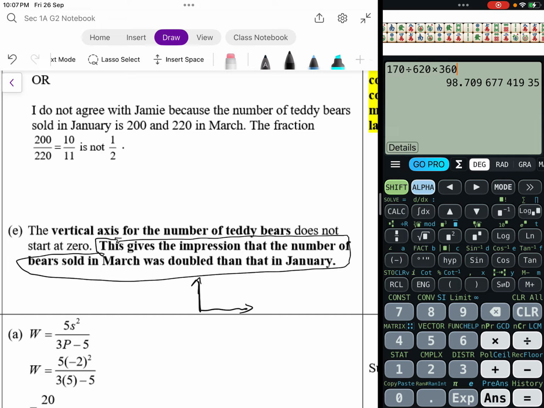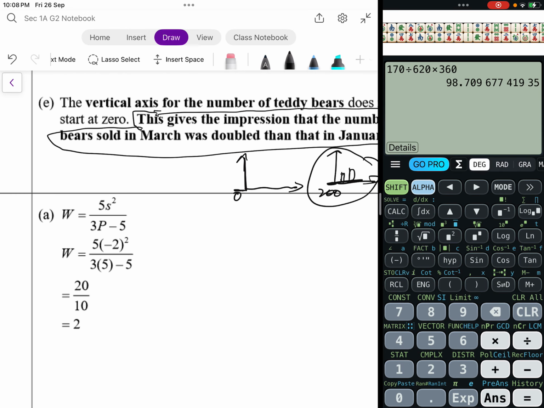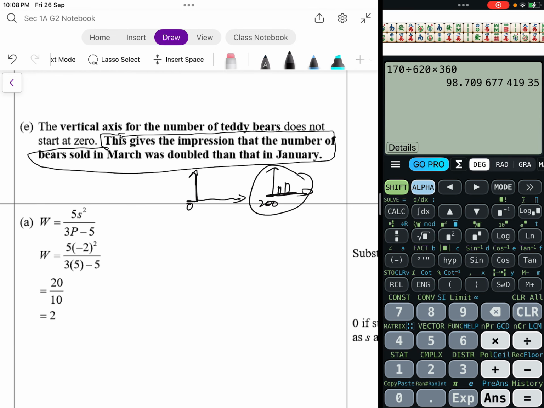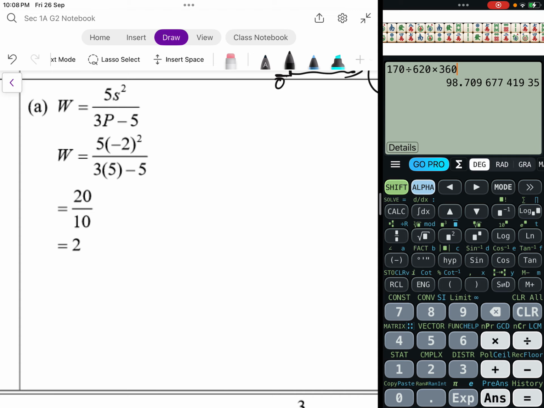Okay, if it's accurate, you should usually start with 0, but this one does not start with 0. It starts from 200. So this point is 200. This point should start from 0 to be more accurate. But because this one starts with 200, it gives the impression that the number of bears sold in March was double that in Jan, because what they are showing is the additional number above 200. That one is double, I believe. Okay, if not, it's just misleading. So you can just use this reasoning, the vertical axis, if the question comes up.